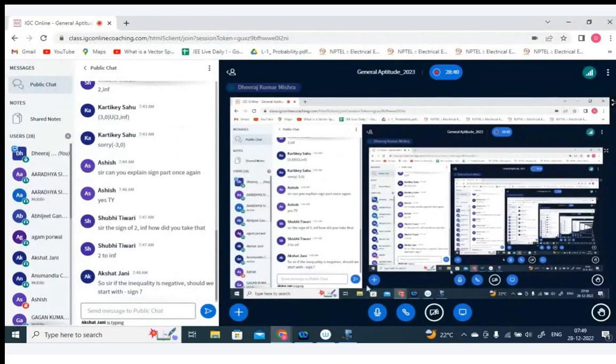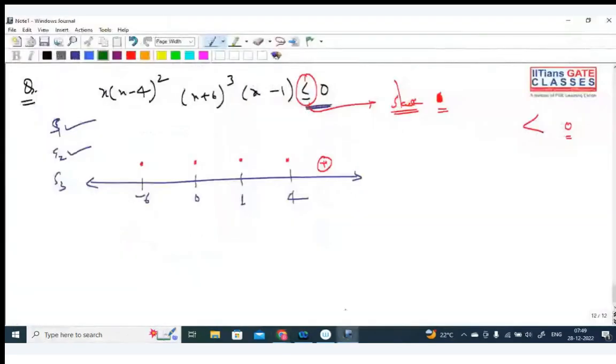Okay, now look. Now you see this 4, right? The root of 4 belongs to x minus 4. What is the power of x here? The power of x will be 2, right? So the power of x is even. So no sign change. No sign change. So this will be positive only.